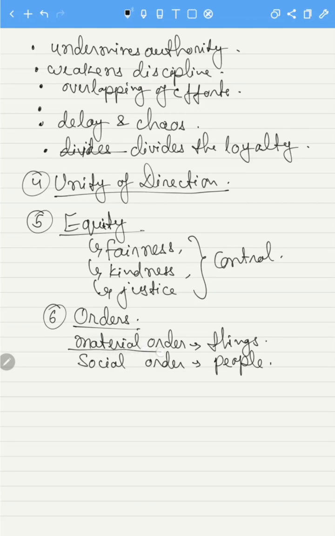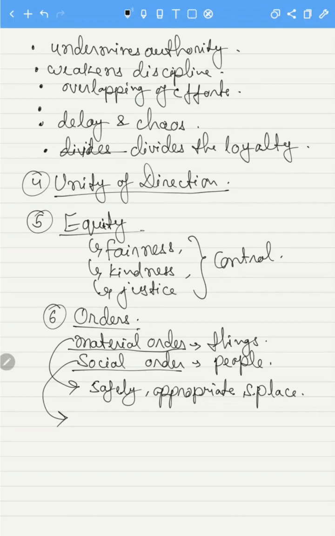First, let's see material order. There should be safe, appropriate and specific place for every article and every place to be effectively used for a specific activity and commodity. Every material should be kept safely at their appropriate place and at the specific place. Now, social order. What does the social order say? Selection and appointment of most suitable person on the suitable job. Suitable person for suitable job. There should be a specific place for everyone so that they can easily be contacted whenever need arises.